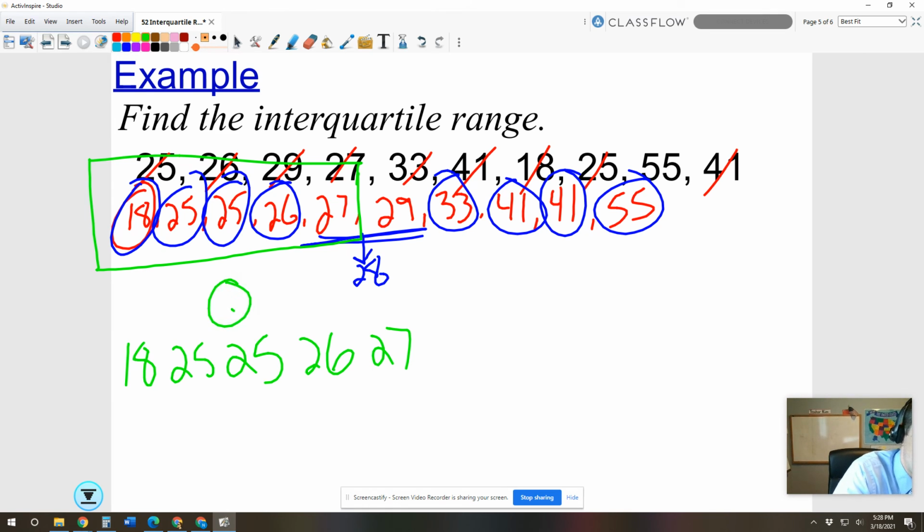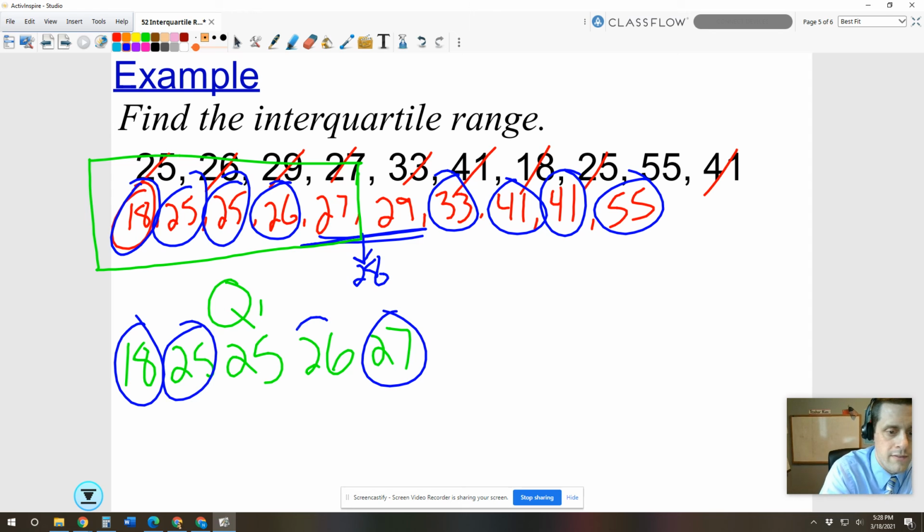Don't forget, this is Q1 happening over here. So ends chopped off, 18 and 27, 25 and 26. I'm left in the middle with 25, which will be my Q1 value.